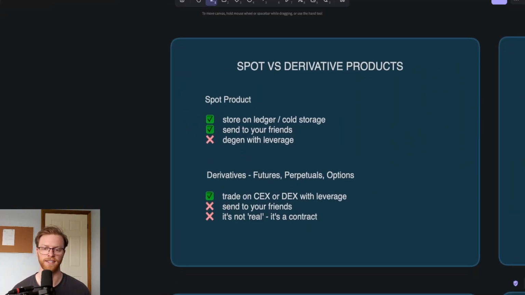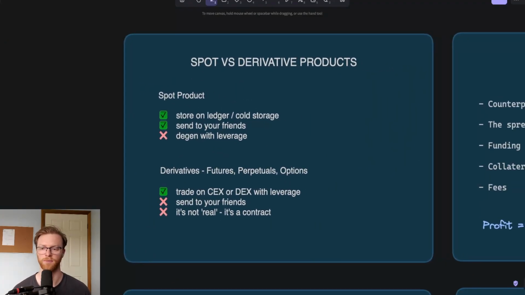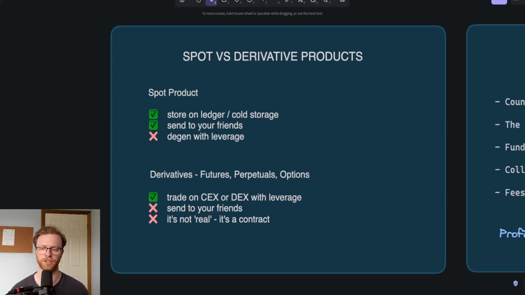So the spot product, taking Bitcoin for an example, is the real Bitcoin. You can store it on your ledger, send it to your friends, family. Typically, spot is just something that you hold, and it's the real product. If it was spot gold, you'd be holding gold bars. The derivative product is just a derivative of that spot product.